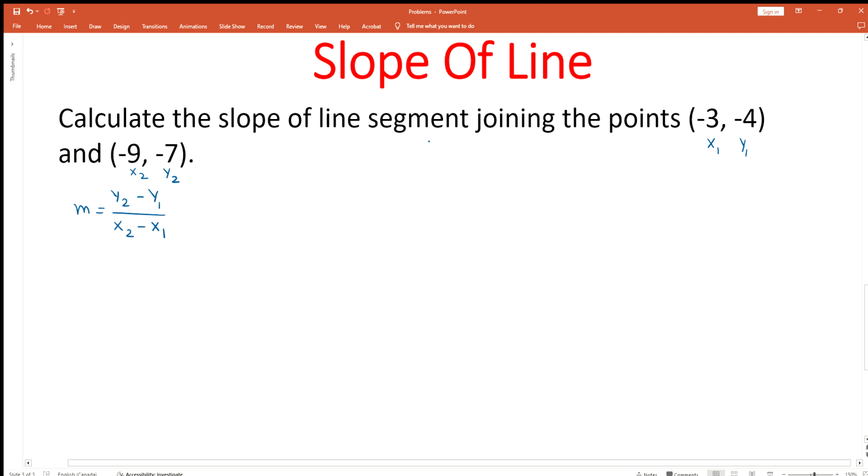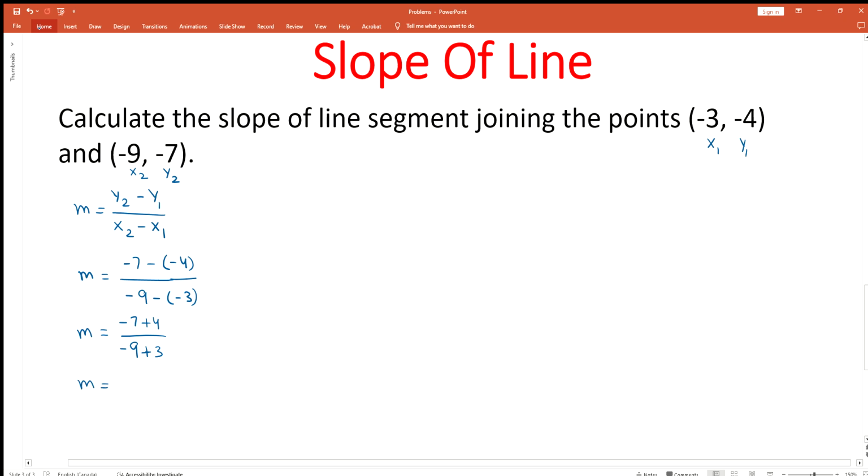Next, we can sub in these values in the formula for slope. y2 is equal to -7, y1 is -4, x2 is -9, x1 is -3. Now we can evaluate this expression. Minus -4 is equivalent to +4. Similarly, minus -3 is equivalent to +3.